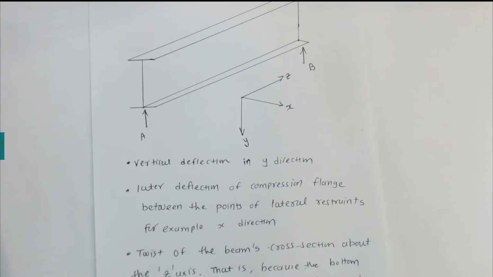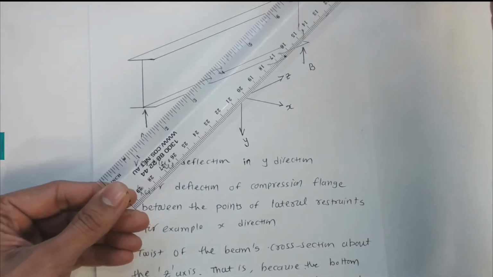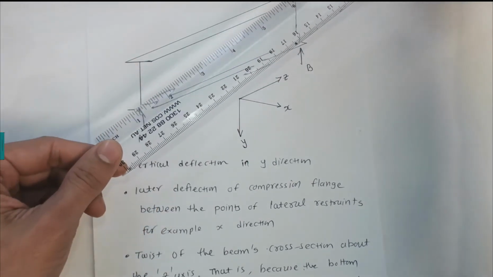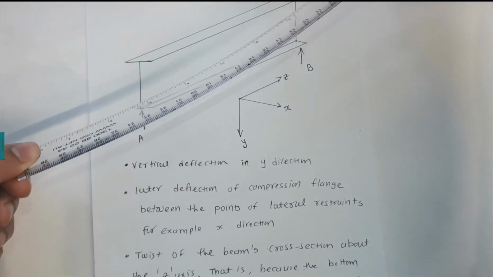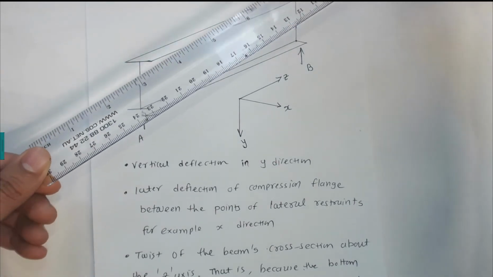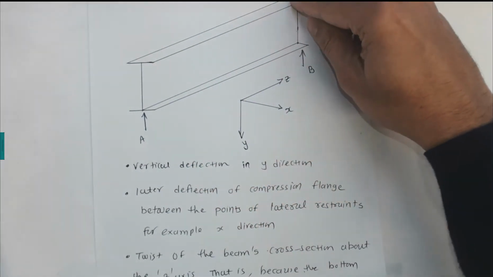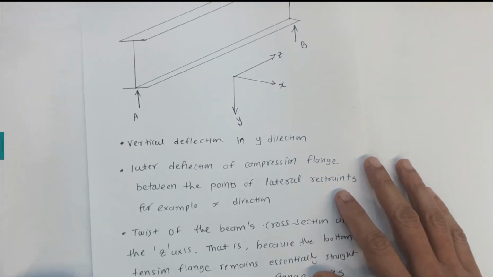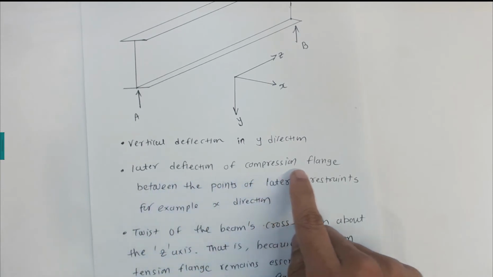If I take the ruler here and consider this is the top flange, which is this flat portion, under the bending it tries to bend in the y direction. So you can imagine this will go in this fashion, and they have a deflection in the y direction. That's the first deflection. The next deflection is a lateral deflection of the compression flange.